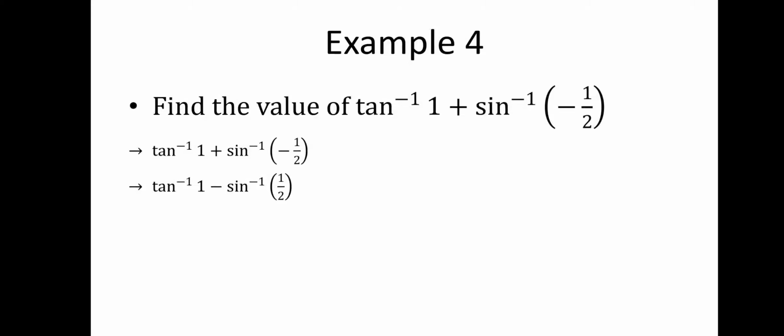Now we just need to put the values. So what is tan inverse 1? Tan inverse 1 means, when does tan give 1? At 45 degrees, that is pi by 4. And sine inverse half is again 30 degrees, that is pi by 6. So therefore I have pi by 4 minus pi by 6, which equals pi by 12. So this is my answer.